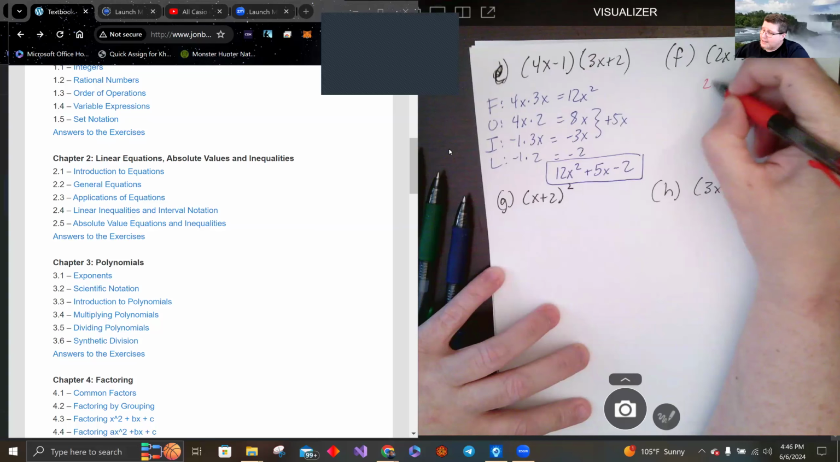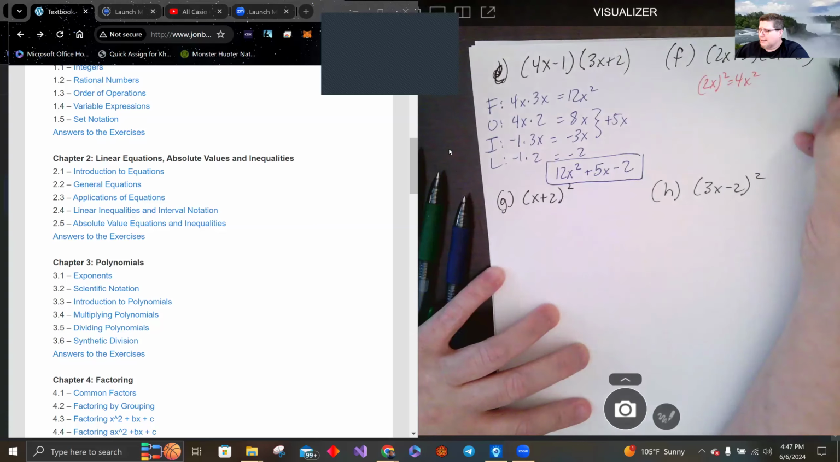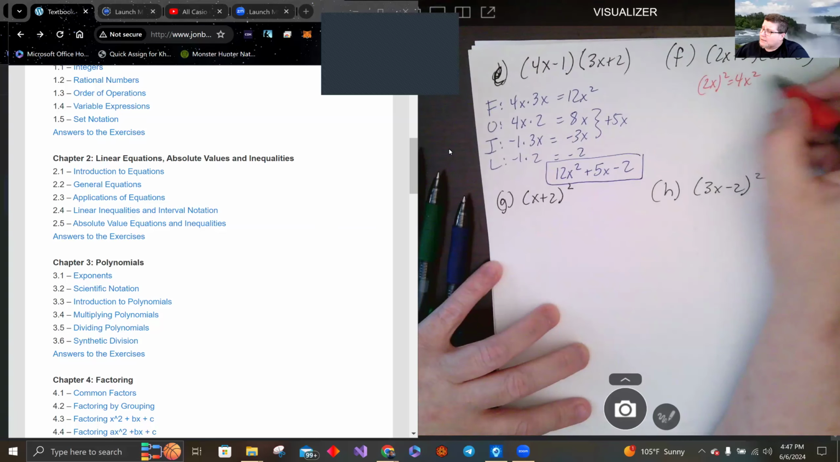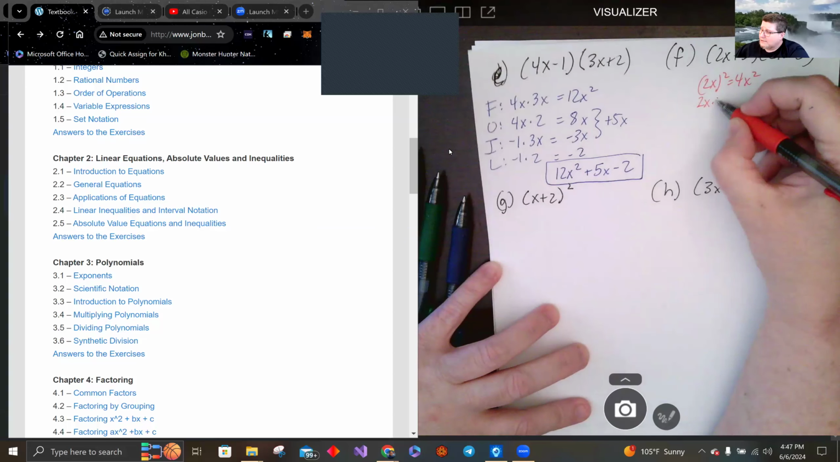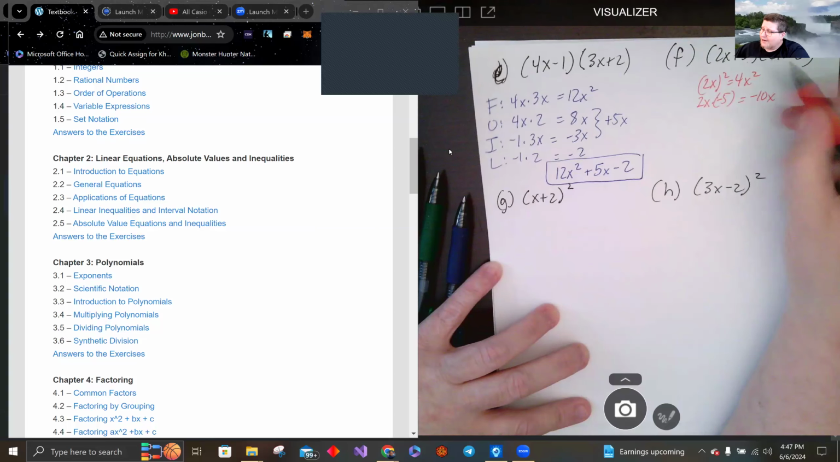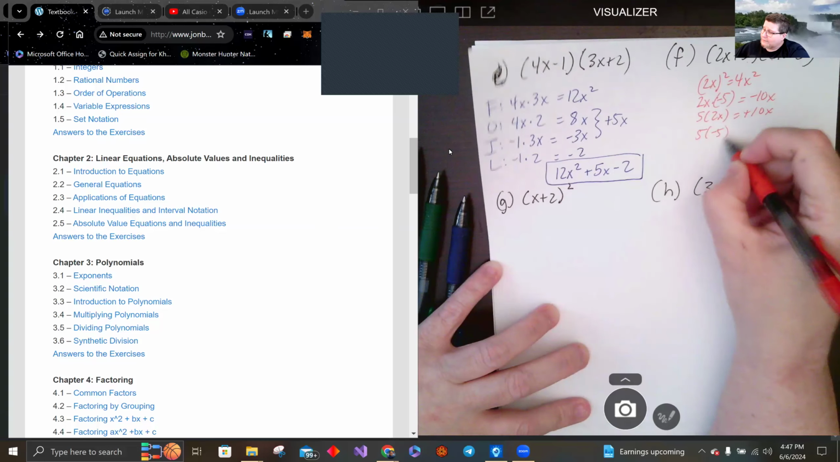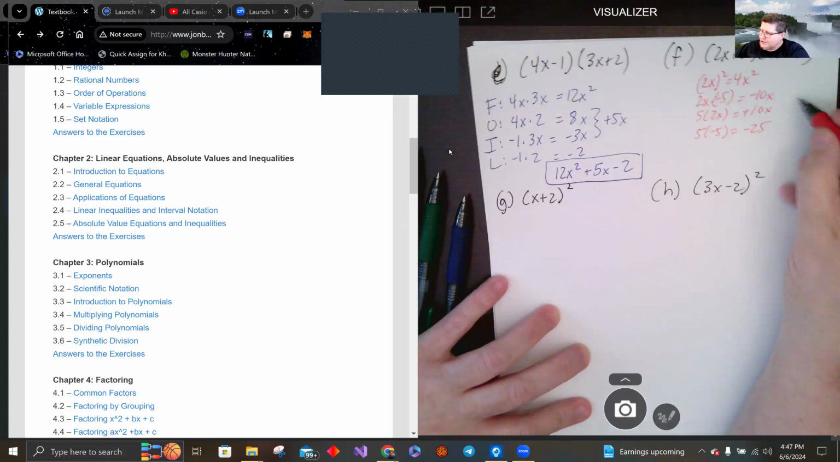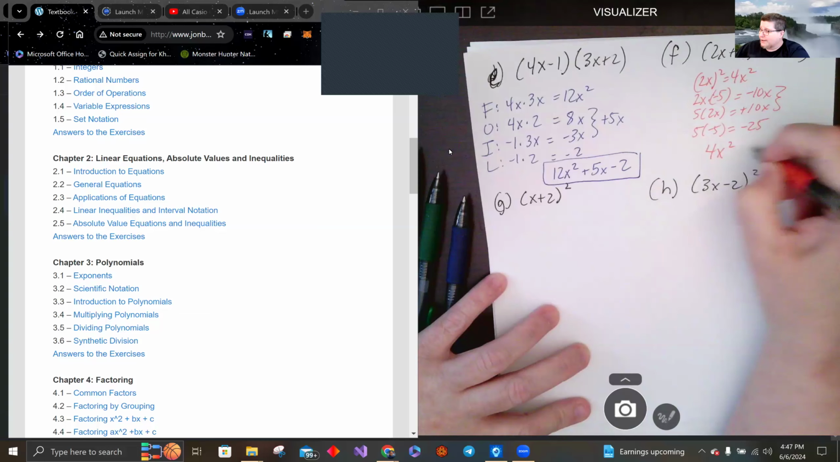Here I have 2x times 2x is 4x squared. Then I have 2x times negative 5 is negative 10x. Inside, I have 5 times 2x is positive 10x. And last is 5 times negative 5 is negative 25. These two cancel out, and I'm left with 4x squared minus 25.